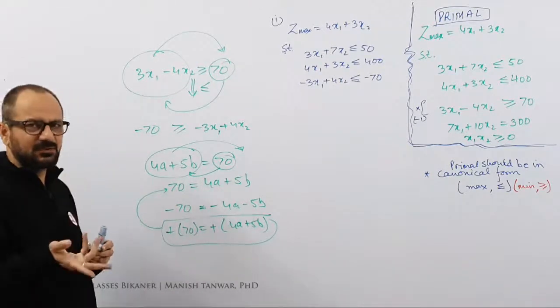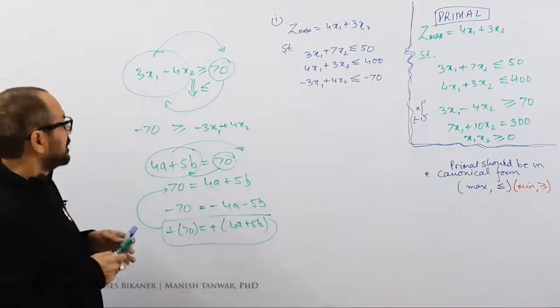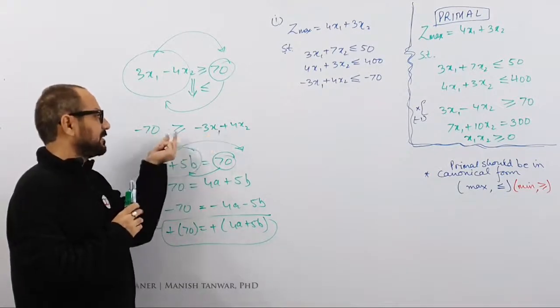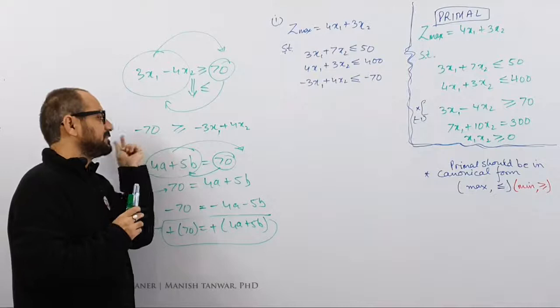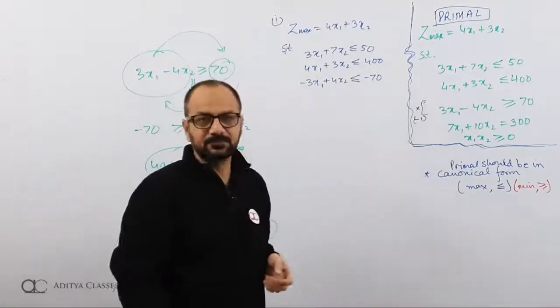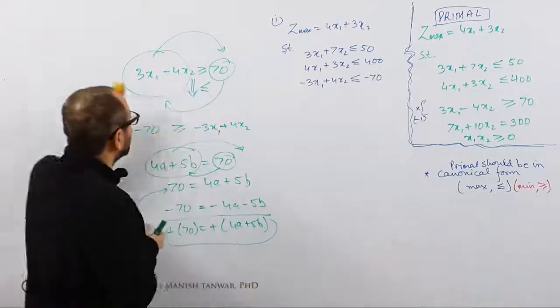So switching the sides is okay. There is no harm in switching the sides. But when you switch the sides, your perspective changes. Now this 3x1 plus 4x2 has become less than minus 70. So I have converted a greater than inequality into a less than type of inequality.